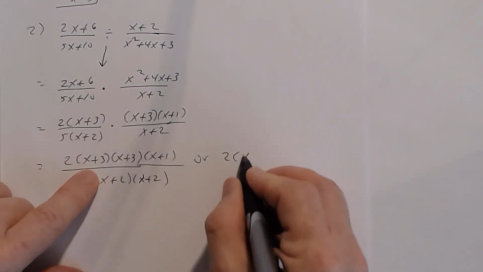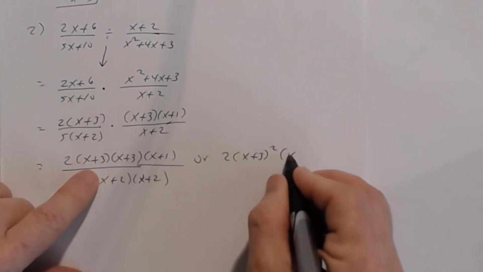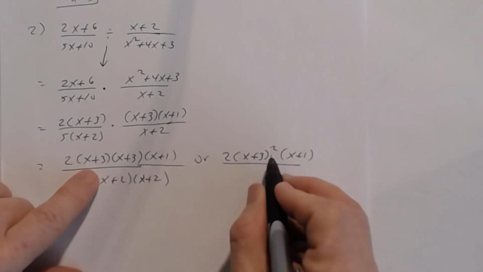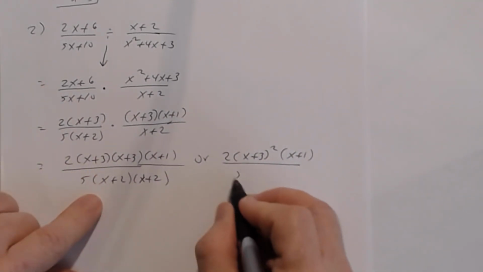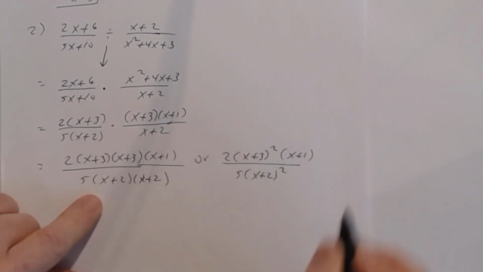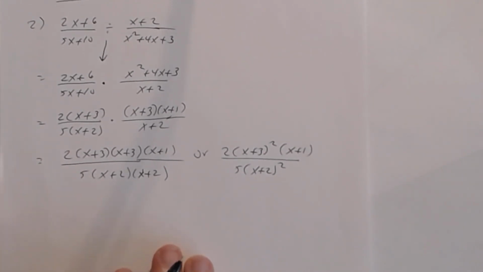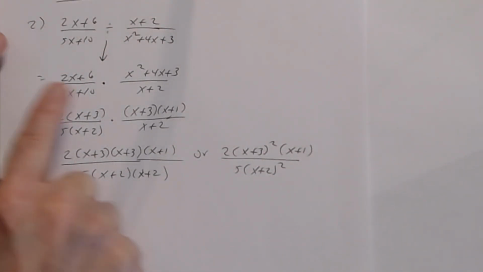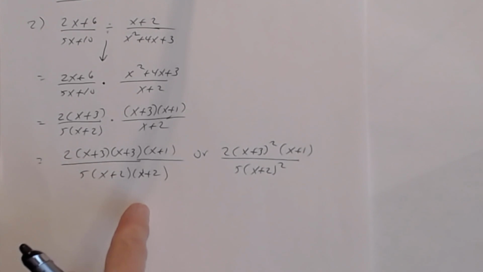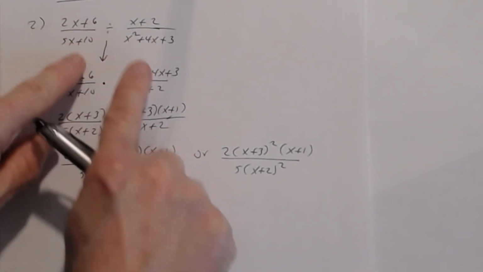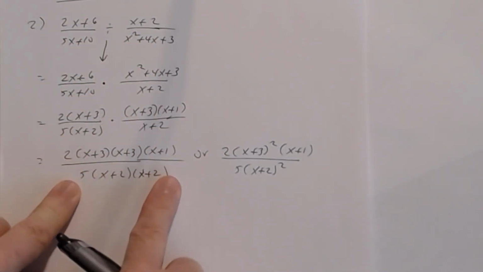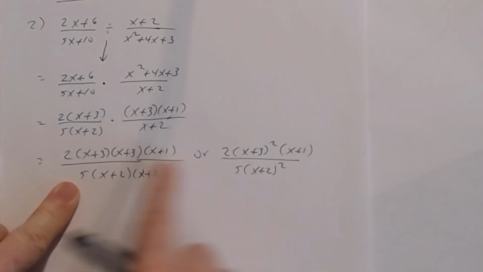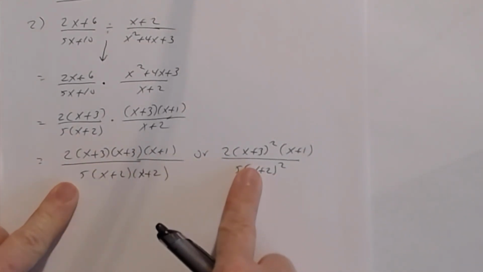You can write this as x plus 3 squared times x plus 1. So that means the same thing as this. And over here, you can say 5 times x plus 2 squared. All right? Now, so that was number 2. Number 2, I couldn't reduce. So it is possible where you can do all of this and there's nothing to reduce. Okay? But you still have a final answer, though.